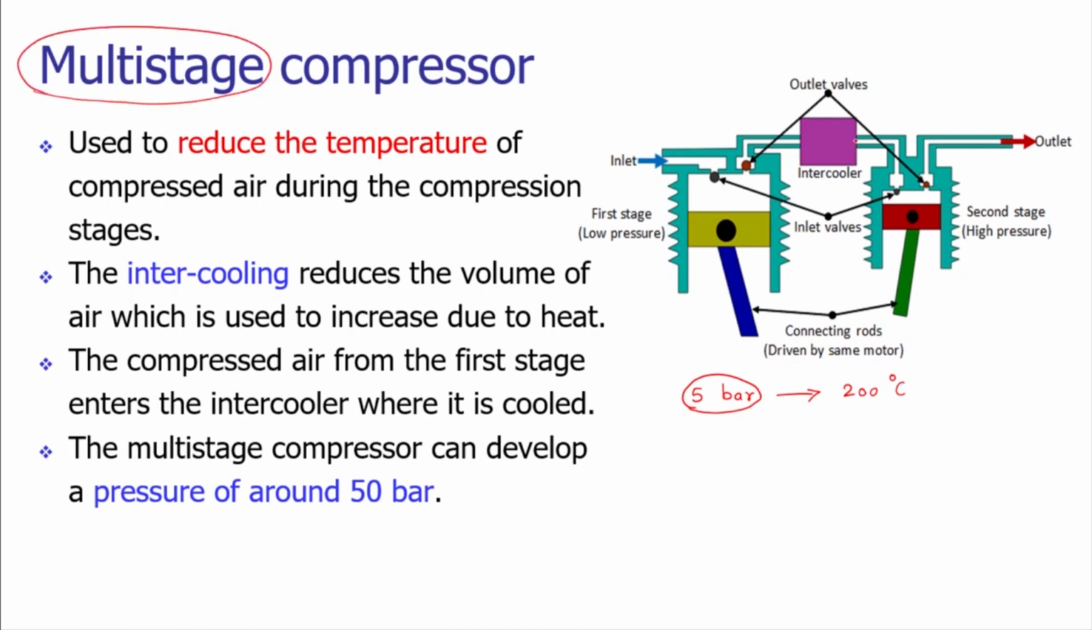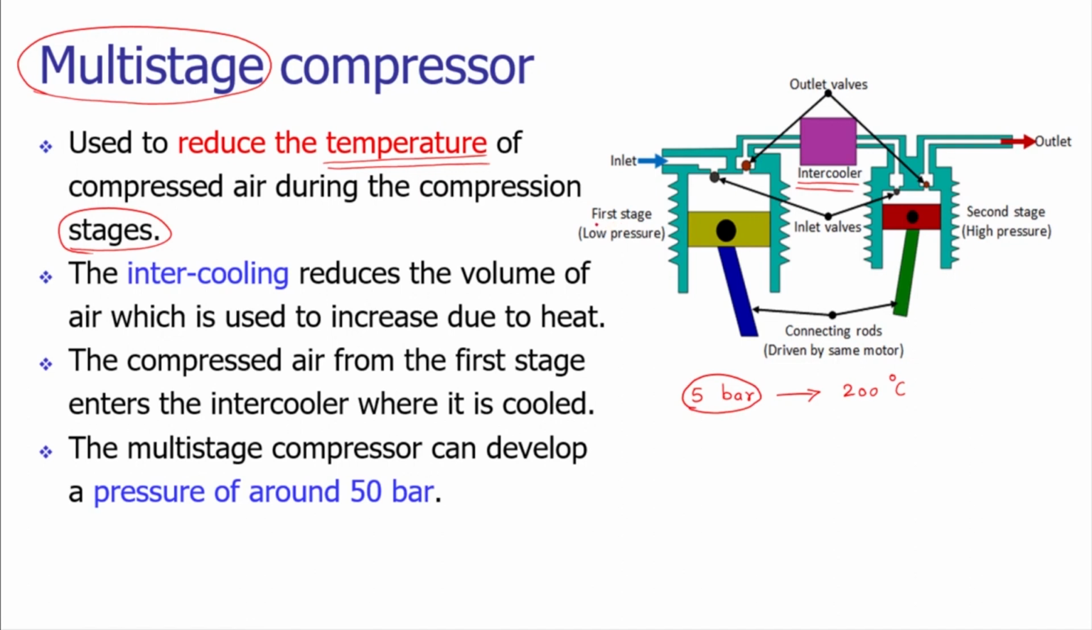So we can use intercoolers to enhance the efficiency of these systems. The primary objective of multi-stage compression is to reduce the temperature of the compressed air during the stages of the compression itself. So for such systems, we can have two cylinders which are connected by using an intercooler. The typical arrangement can be seen on your screen.